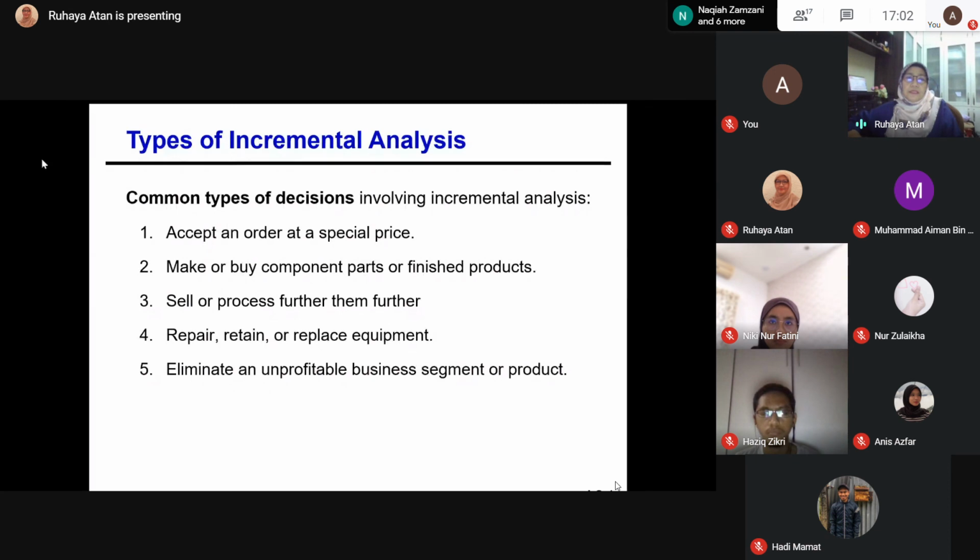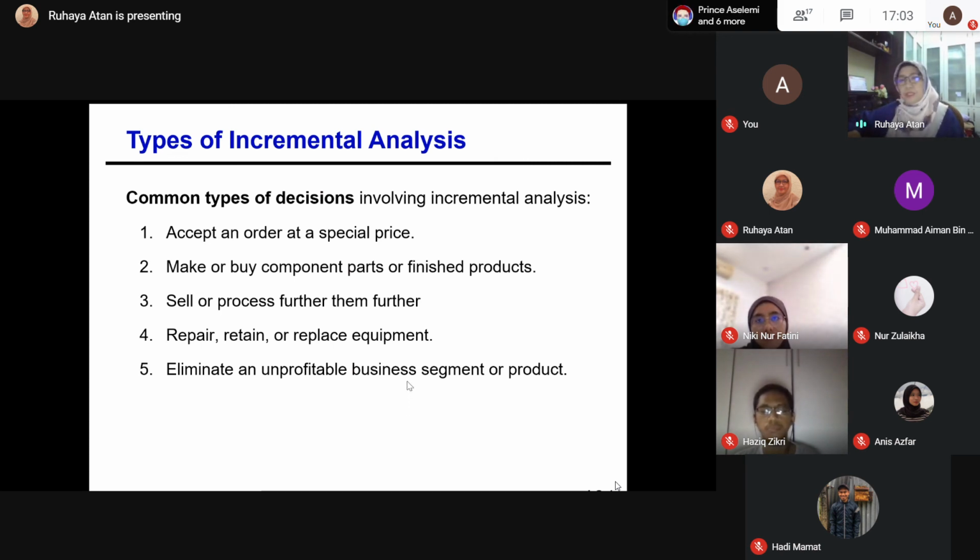These are the 5 incremental analyses that you normally do when you are faced with whether you want to accept an order at a special price, whether you want to make or buy component parts of your finished goods, or sell or process further. Or you also face the question of whether you want to repair the old machine or replace it with a new one, or whether you want to eliminate an unprofitable segment of the product.